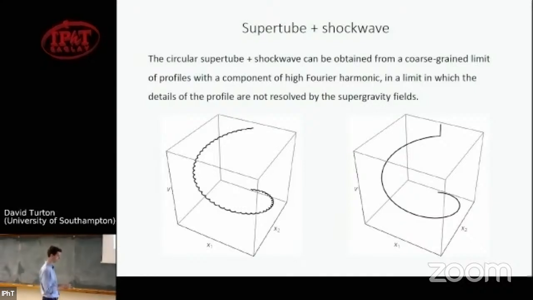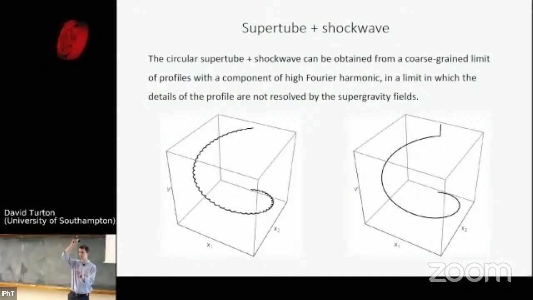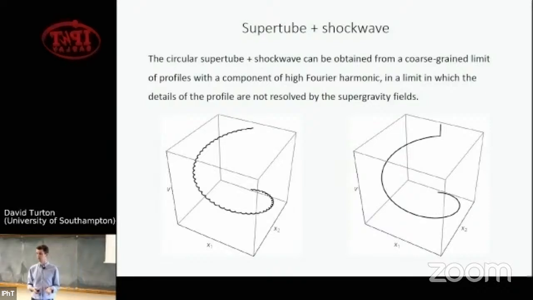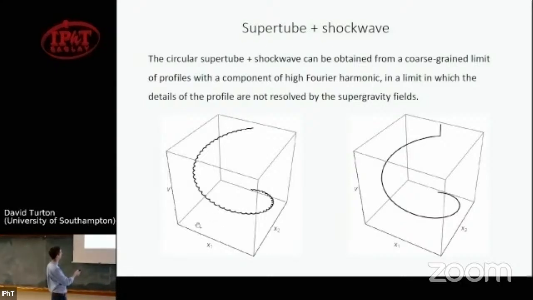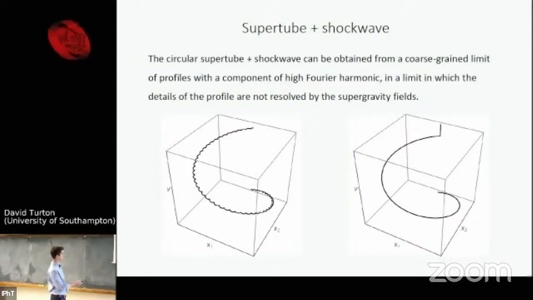Let's take, for instance, the k equals 1 maximally rotating profile, and we add in some component of higher Fourier harmonic according to some high energy particle. So if we add that directly, we get something that wiggles like this solution here. This is not a shockwave. This would be a smooth solution, because providing these wiggles of the profile are bigger than the string scale, we can actually write down the smooth supergravity 2-charge solution there using the general 2-charge dictionary. So the shockwave is not this.